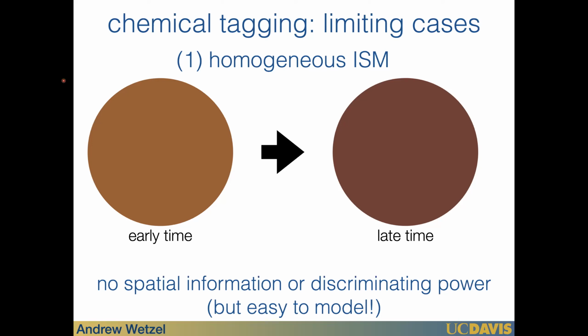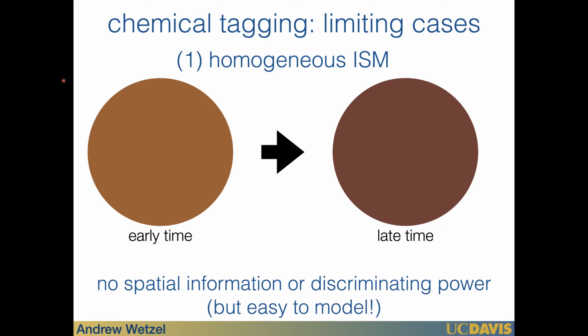And at late time, the metallicity is increased because of overall metallicity evolution, but the spatial distribution is uniform. So this is a case where there is basically no use of chemical tagging. The abundances you measure of stars don't tell you anything about where they formed in the disk. So it's not very useful, although it is very easy to model.